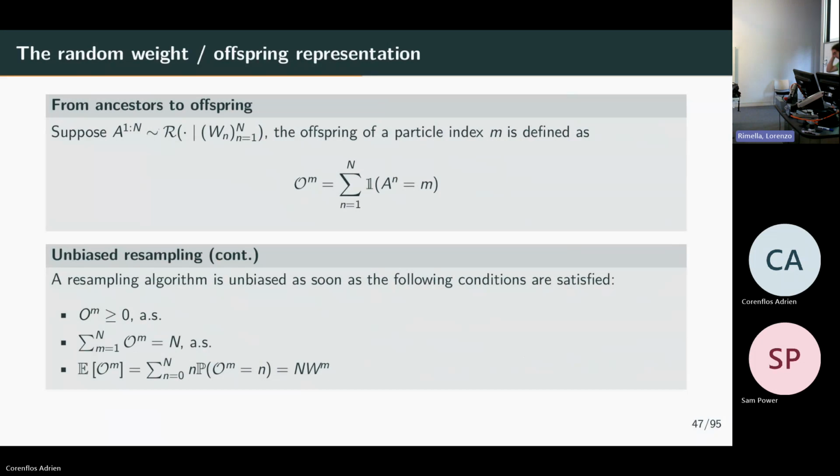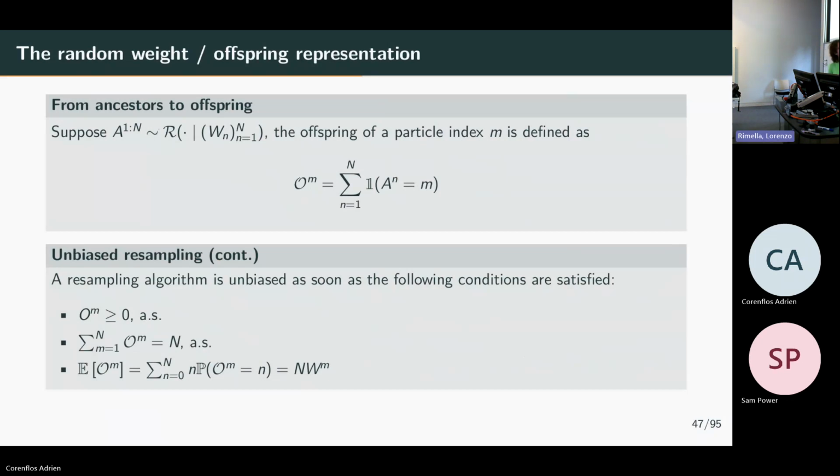Another way to think of resampling is in terms of offspring. If I tell you you are being replaced, what are you being replaced with? Another particle. So instead of saying who is your ancestor, you can ask a particle how many offspring do you have? How many descendants do you have? How many times were you used as a replacement? You just need to count the number of times the ancestors are equal to the particle.